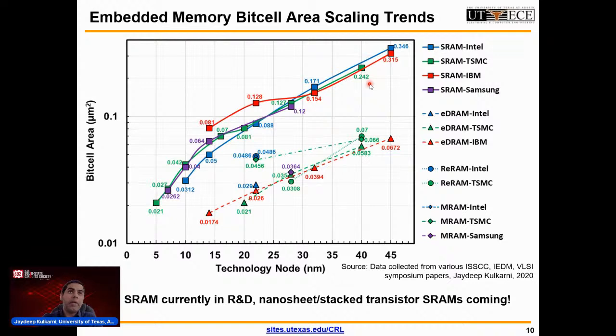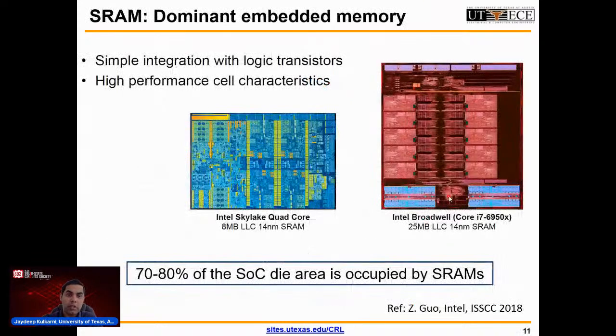Which one of these embedded memories is the dominant one: SRAMs, eDRAMs, RRAMs, or MRAMs? If you look at the floor plan of any commercial microprocessor, and for illustration I have used two examples from Intel microprocessors, you can see that the uniform floor plan areas are essentially the memory arrays, and more than 70 to 80% of the die area is occupied by SRAM, the static random access memory. SRAM is the dominant embedded memory technology of choice because of its simple integration with the logic transistors, and because it can offer very high performance compatible with the rest of the high performance logic transistors. That's why SRAM is predominantly used for high performance designs.